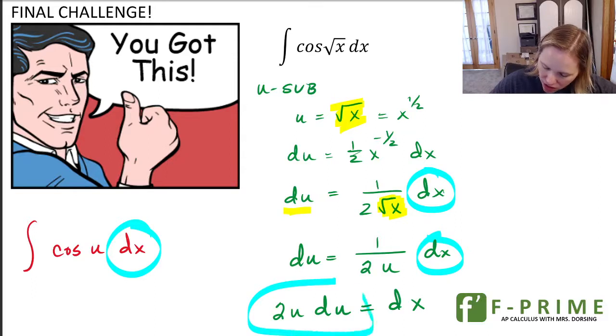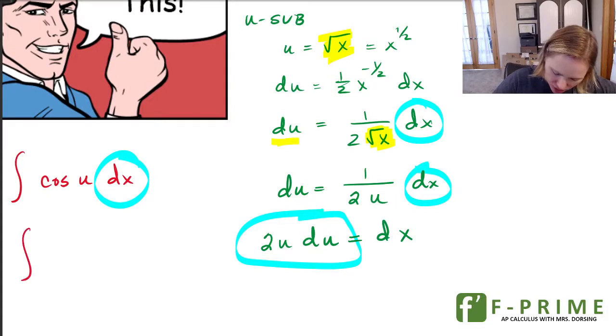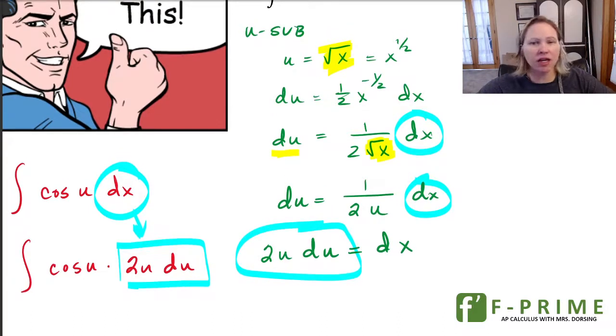And so now I've created an expression with the variable u in it that I can replace the dx with. So now I'm able to have the integral of cosine of u times 2u du. I've replaced dx with an equivalent form that involves only the variable u. And I've done this by being creative with my substitution and recognizing that u is the square root of x. So really, this is 1 over 2u instead of 1 over 2 times the square root of x. And then that allows me to move it over. So this sort of thing happens from time to time.